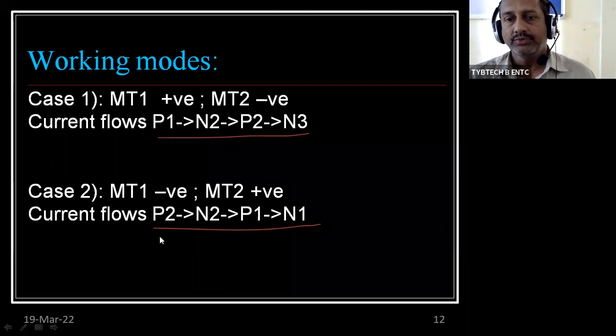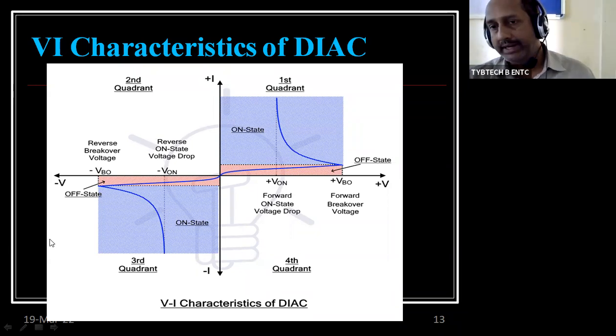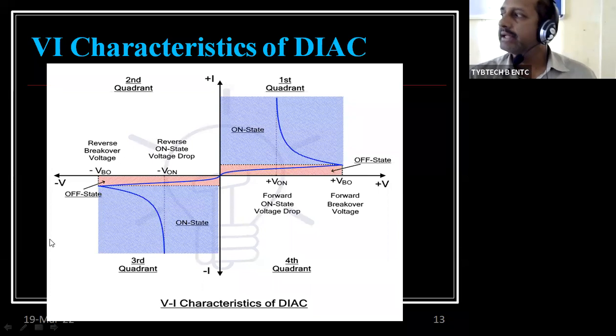If it is over, we will go ahead. The next part is the VI characteristic of the DIAC. If you observe, it looks like the same one we saw for the TRIAC. But the main difference is that the DIAC has only two terminals. No gate terminal is there, so that gate control facility is not in the DIAC.